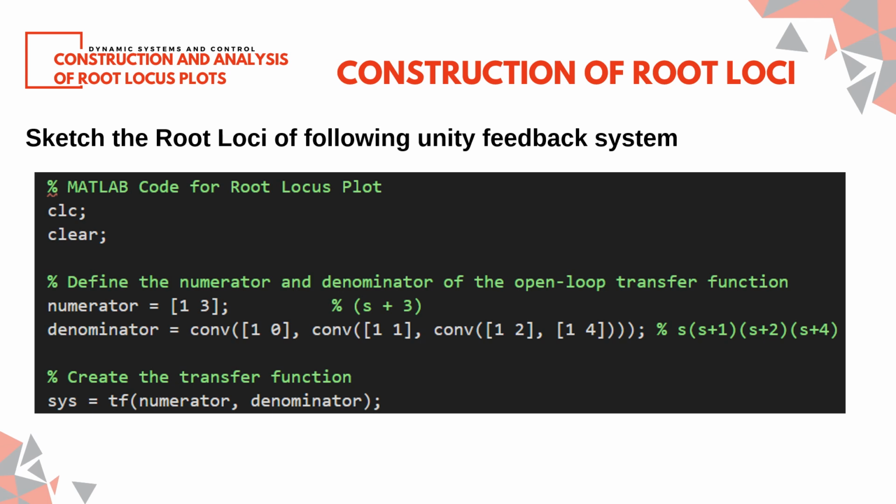So this time we will use the MATLAB code for the root locus plot. We need to define the numerator and denominator of the open loop transfer function. For the numerator, since we have s plus 3, that is numerator = [1 3]. And for the denominator, we will use the convolution function, conv, of [1 0], [1 1], [1 2], and [1 4], which is s, s plus 1, s plus 2, s plus 4. After that, we need to create the transfer function, sys = tf(numerator, denominator).